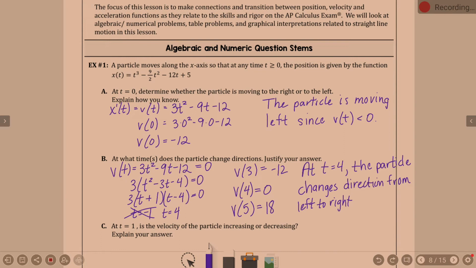And, I mean, I could also mention that v of t changes from negative to positive at t equals 4. I don't feel like you'd have to have both of those pieces, but that's the idea of what's going on there. Okay? Start looking at C when you're ready.